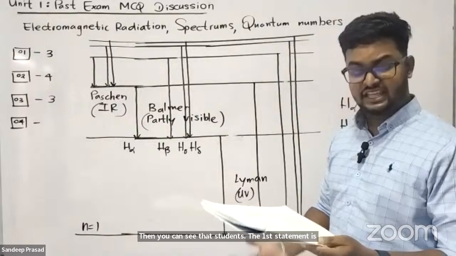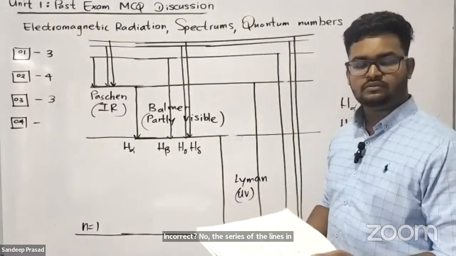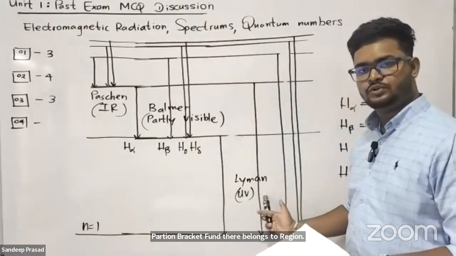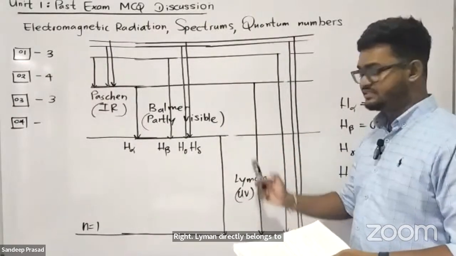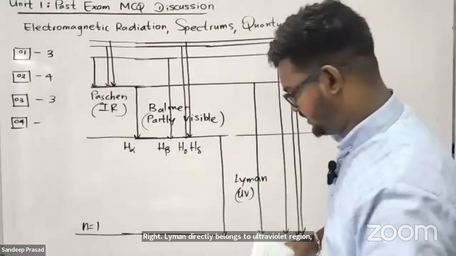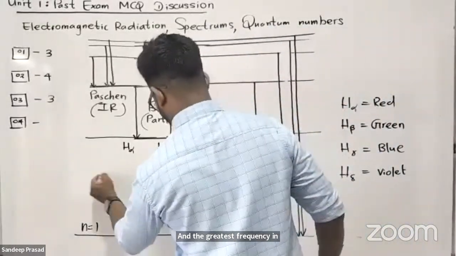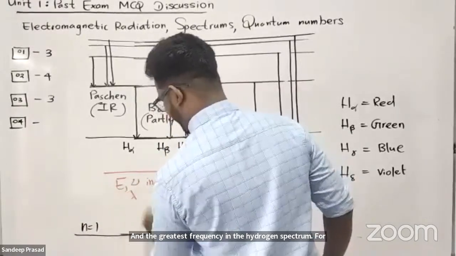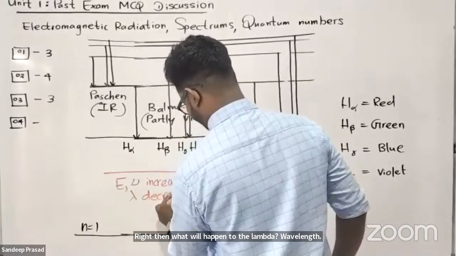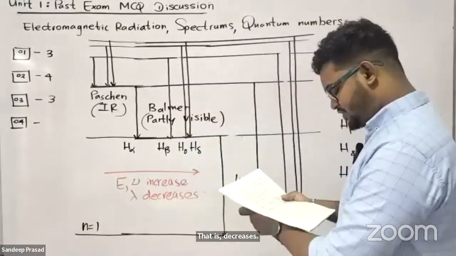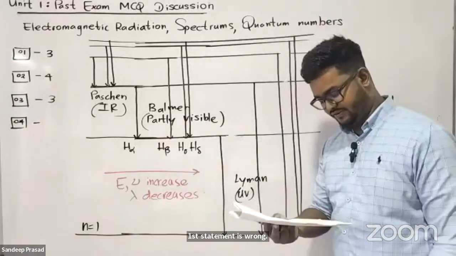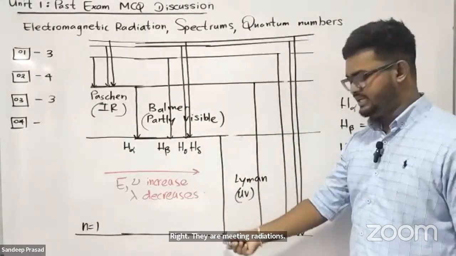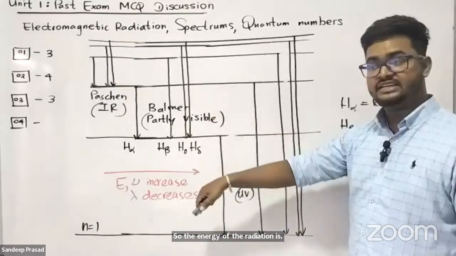The series of lines in the infrared region of the spectrum is called Lyman. Wrong. Paschen, Brackett, Pfund belong to the IR region, right? Lyman belongs to the ultraviolet region because Lyman has the greatest energy and the greatest frequency in the hydrogen emission spectrum. In this direction, energy and frequency are increasing, right? Then what will happen to the wavelength, lambda? It decreases. The first statement is wrong. Each line in the spectrum corresponds to a definite radiation. Yes, right? They are emitting radiations, so the energy of the radiation is denoted by that line in the spectrum.